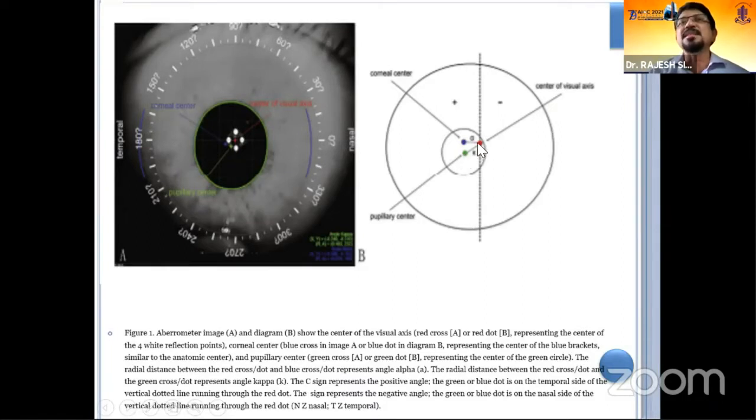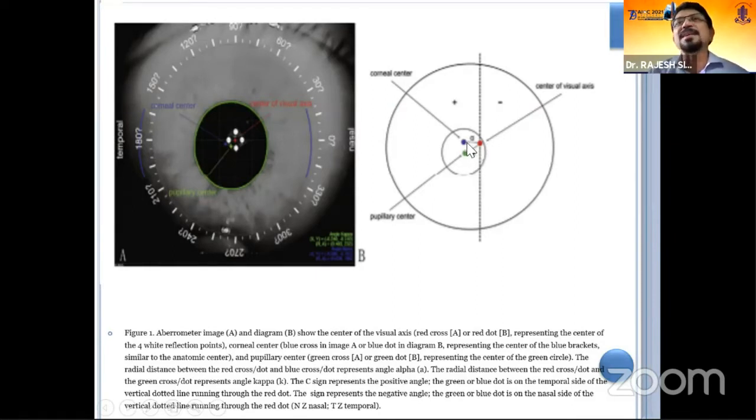So the distance, as it is measured in millimeters, between the center of the visual axis and the corneal center is angle alpha, and the distance between the center of the visual axis and the pupillary center is angle kappa. The angle kappa is important for cornea-based refractive procedures, because most of the trackers track the eye and align the eye based on the pupillary center.